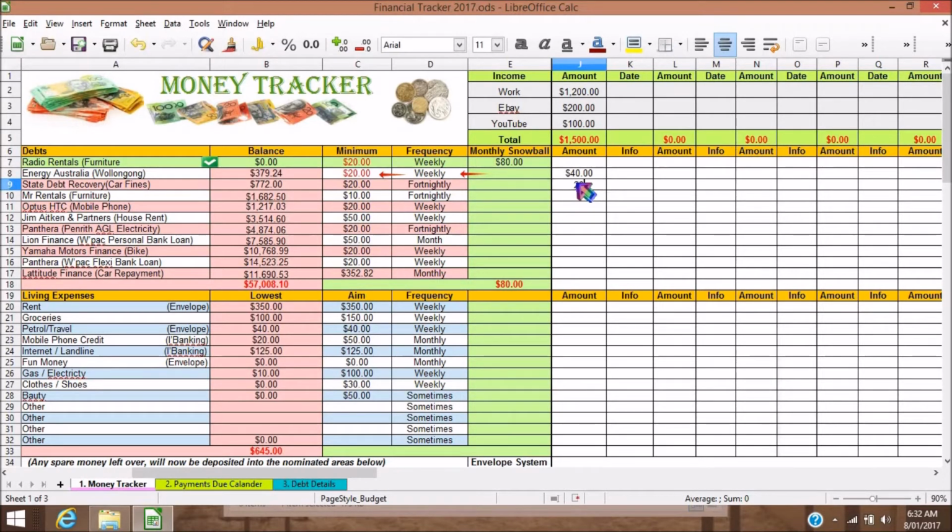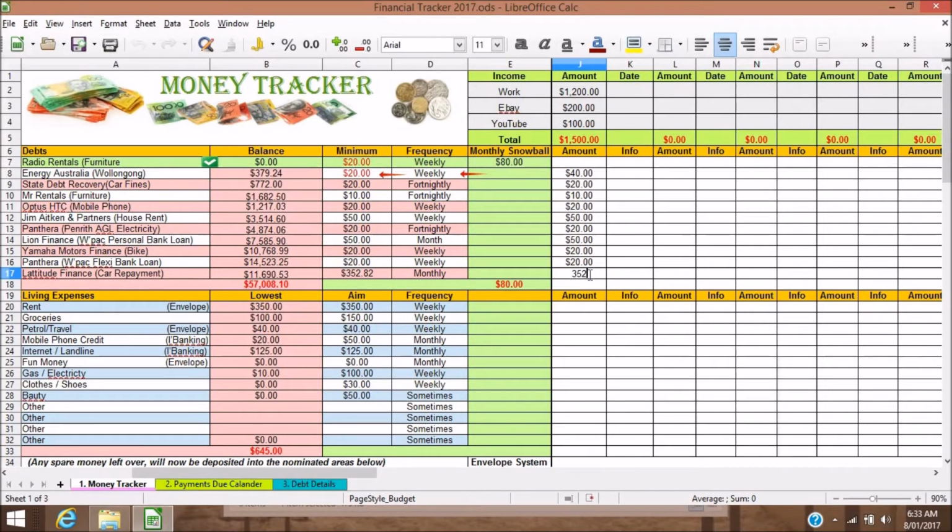Okay, so my next one is State Debt Recovery. I've got to deposit 20. Done that. Next one is Mr Rental. I've got to put in a 10. Done that. Next one is Optus. I've got to deposit a 20. Done that. Next one is Jim. I've got to put in 50 to him. And the next one is Panthera. That's a 20. Next one, I've got to actually put money in all of them this week. 20. Next one is the other Panthera Finance. Last one is my car.